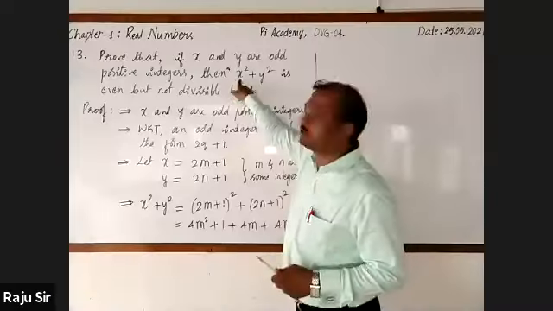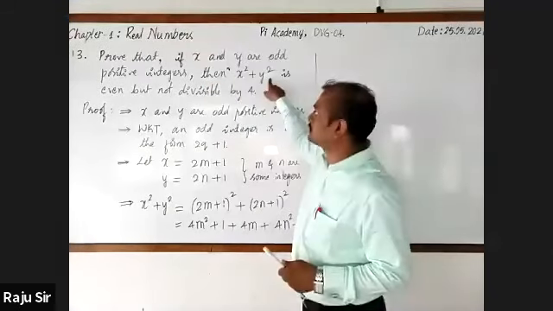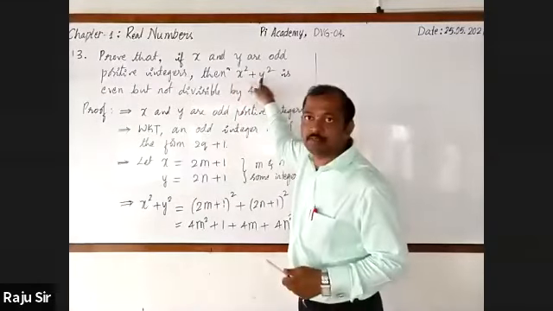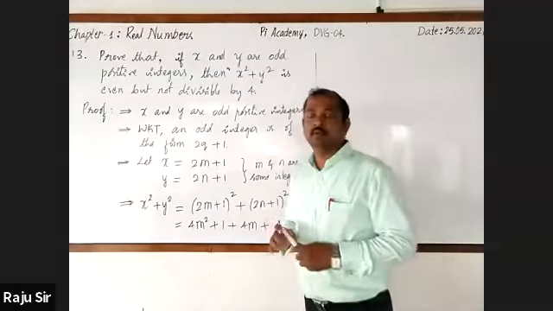Sir, why did you take the square? X square, why did you take? Because here it is given. See that? We have to show that x square plus y square is even and is not divisible by 4. We want x square plus y square. That is why we have taken x square plus y square. Hope that you have understood.